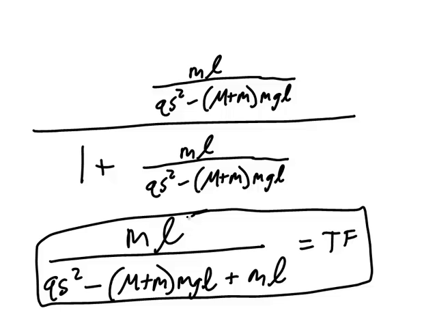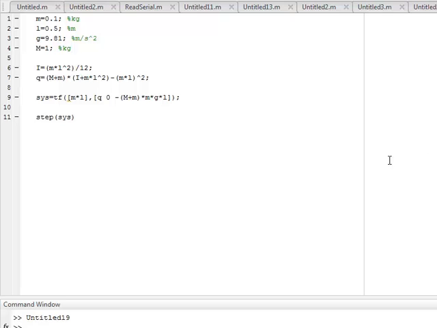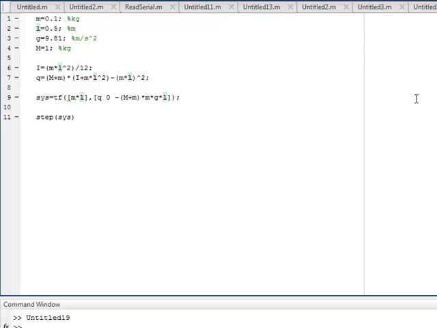Does this system succeed in balancing the pendulum? Let's go back to Matlab and put in this equation and see what the output looks like. Here we are back in Matlab. I'm going to change my transfer function so that it is the transfer function of the new system with feedback. The only difference between the two systems is that the one with feedback has this additional m times l term in the denominator. Does that successfully balance the pendulum?